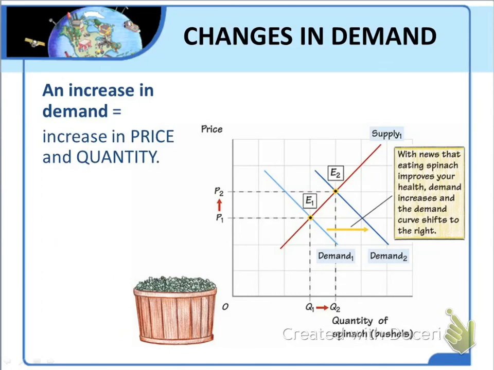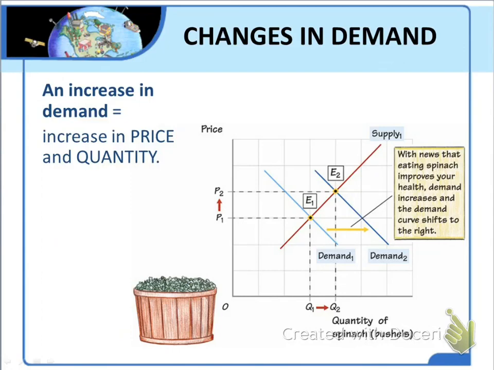In the generic graph, P stands for price, and the number 1 indicates that P1, again right here, is our first or initial equilibrium price before the shift in demand. Similarly, Q stands for quantity, and Q1, again, is our initial equilibrium quantity. Now, let's consider the effect of the new research finding on the spinach market.